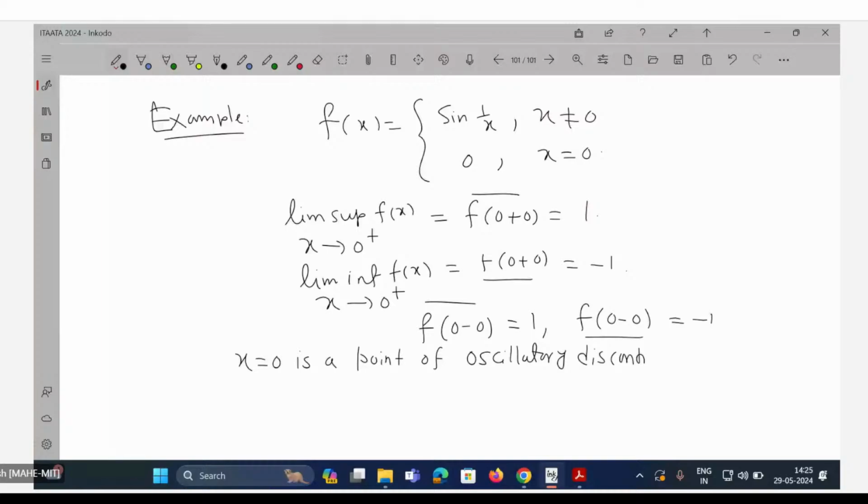of f. When you have oscillatory discontinuity, what do you calculate? Oscillation. So what is the oscillation of f at 0? We take the maximum of all these numbers, then the minimum. What is the maximum? 1, and minimum? Minus 1. Oscillation is 2. Okay. Good.